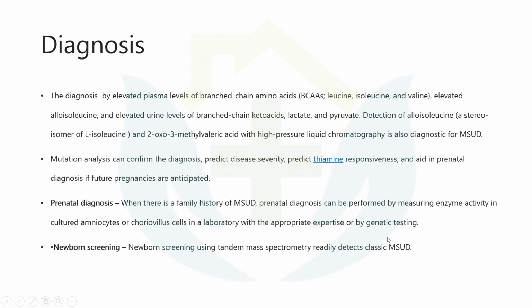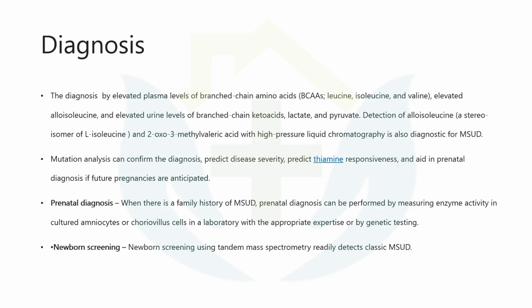Okay, so diagnosis is basically the elevated level of branched-chain amino acids and their immediate metabolites, and also lactate and pyruvate will be elevated as a bypass. This will be detected by different chromatography techniques or by biochemical tests.